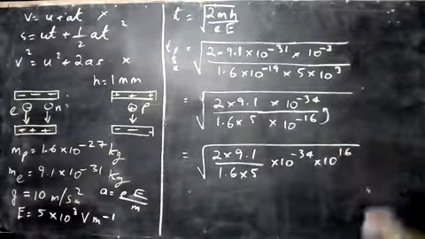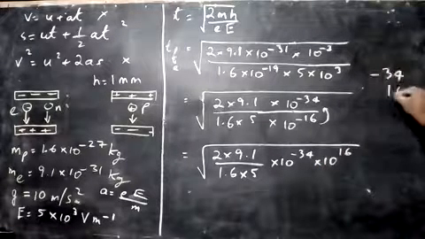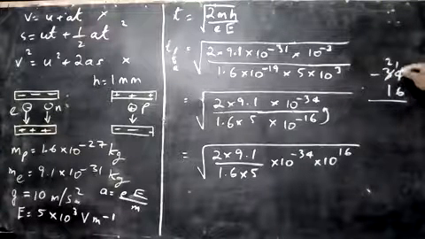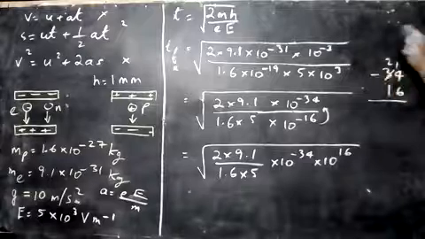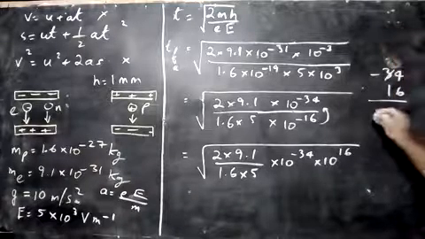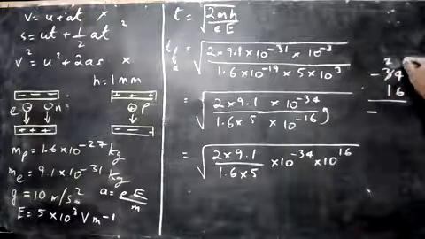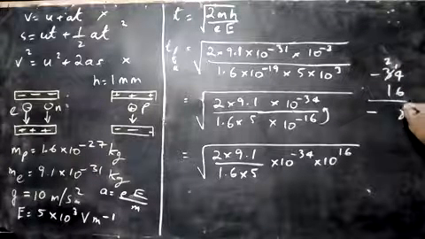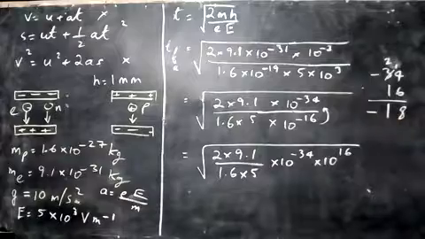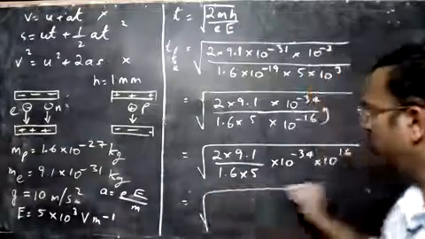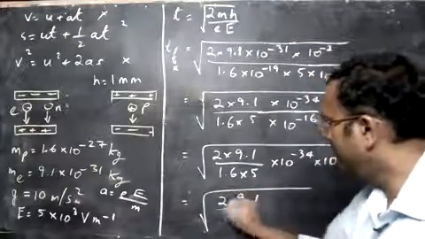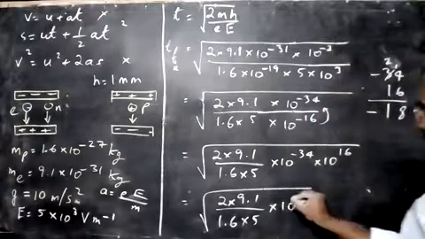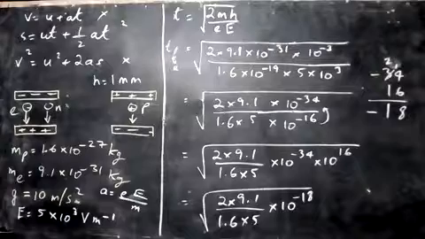So what is minus 34 plus 16? Same as subtraction. But before that, wait a minute. You see the minus sign is greater, so write the minus sign first. Now do it: 34 minus 16, 14 minus 6 is 8, and 3 minus 1 is 2. So we get minus 18. So in this step we get root of 2 into 9.1 divided by 1.6 into 5 into 10 power minus 18. Now it's very easy to solve this.